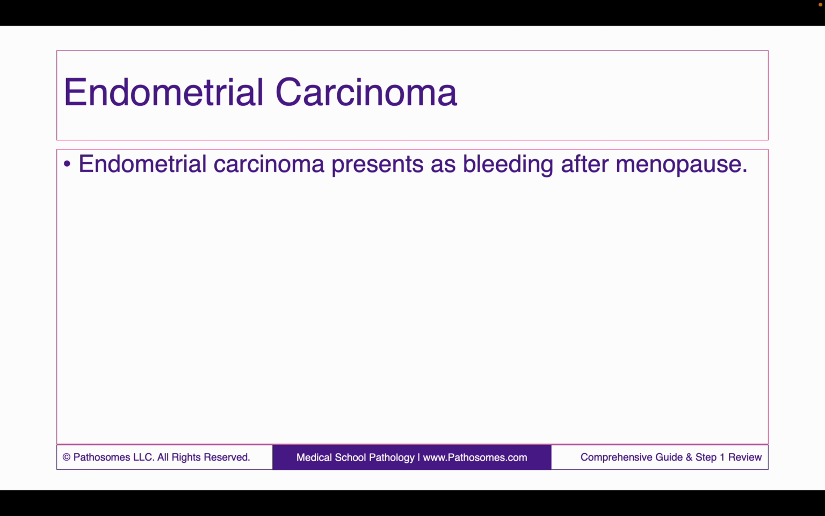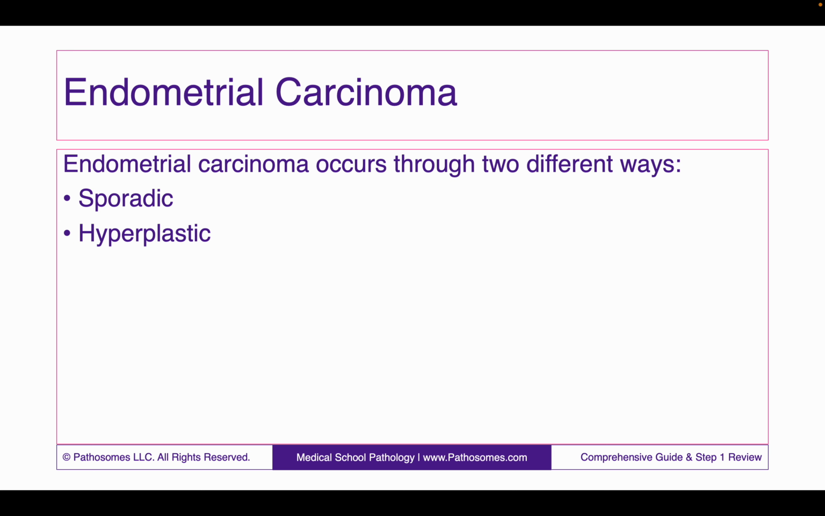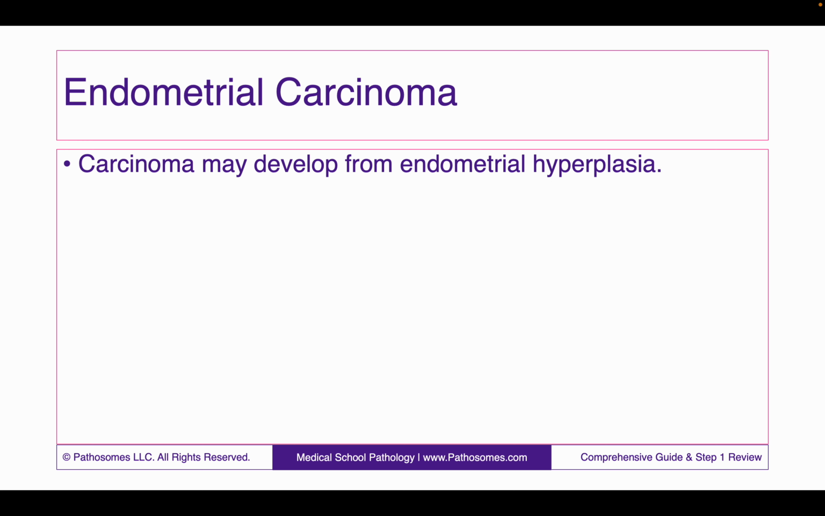Endometrial carcinoma presents as bleeding after menopause, but it can present in other fashions as well. Endometrial carcinoma occurs through two different pathways, typically sporadic or hyperplastic. Carcinoma may develop from endometrial hyperplasia.